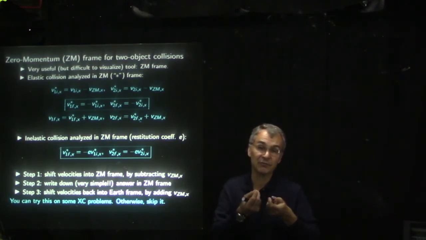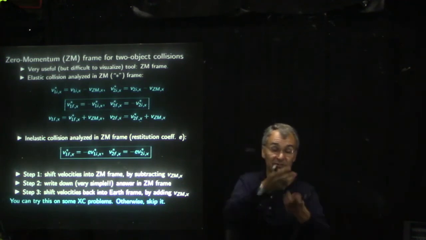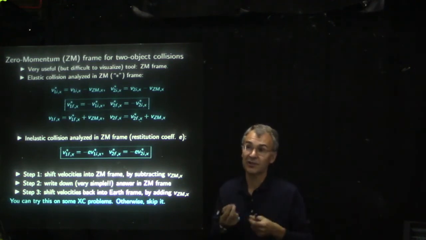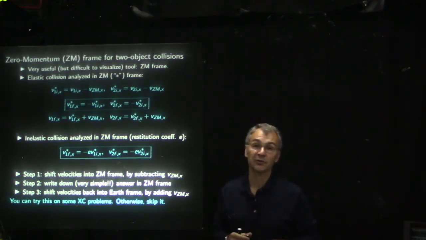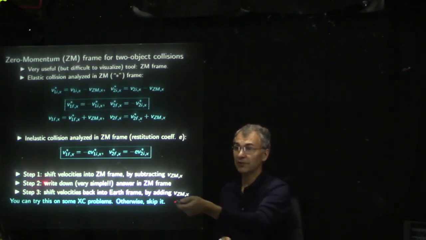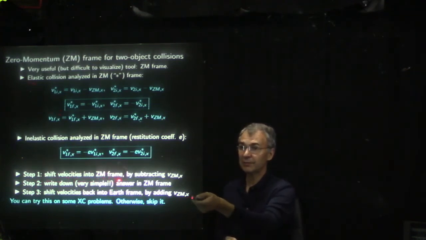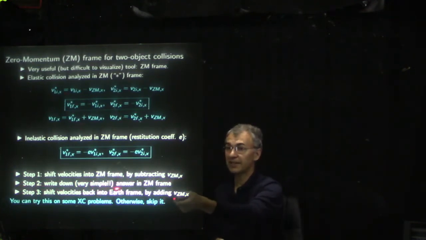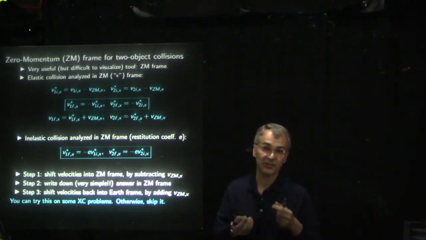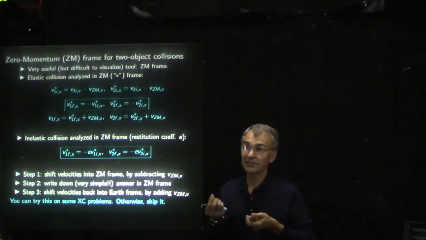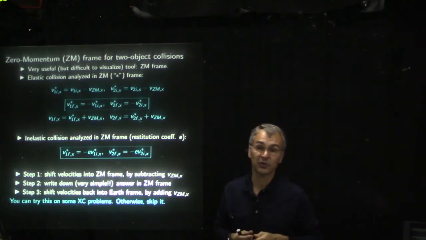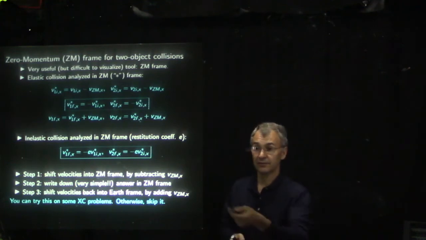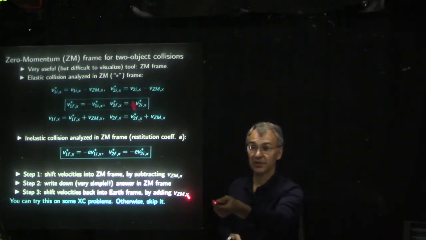How do you get into the ZM frame? You take the velocity and you subtract the center of mass velocity from it. So that means that the starred velocities in my notation are the velocities with respect to the center of mass. Step 1. Shift velocities into the ZM frame by subtracting the center of mass velocity. Step 2. Write down the answer in the ZM frame, which is very simple. If it's elastic, you just have a minus sign. If it's inelastic, you multiply by minus the restitution coefficient. Step 3. Shift the velocities back into the Earth frame by adding this same ZM velocity that you subtracted in step 1.